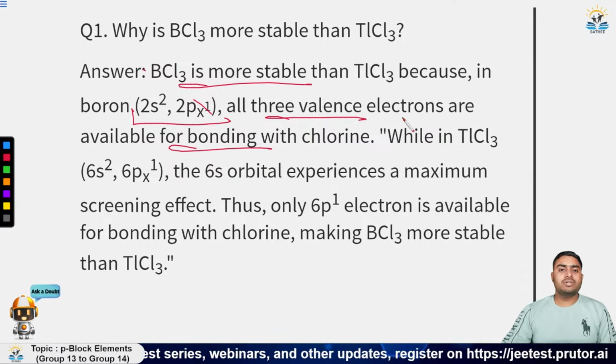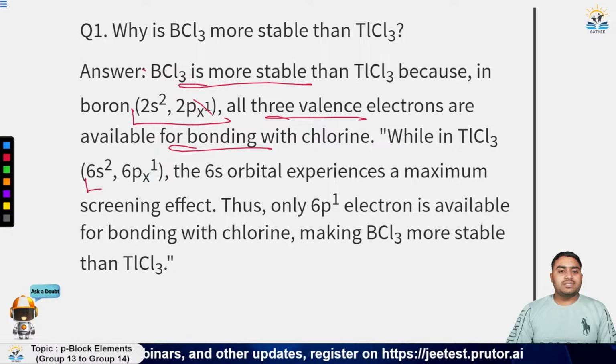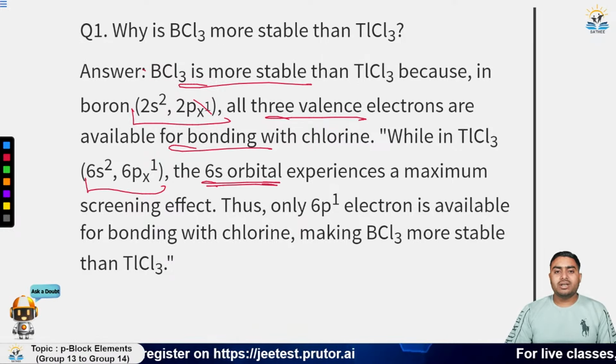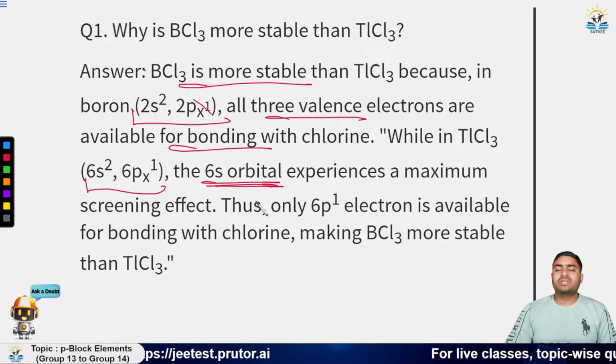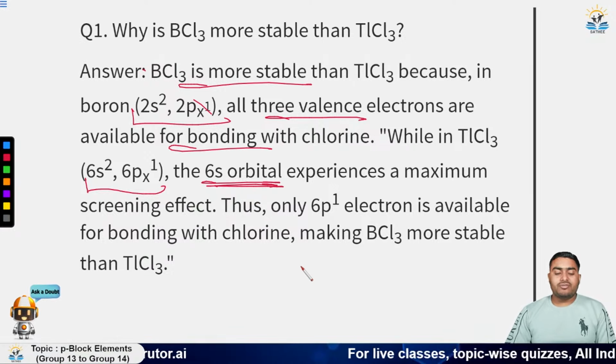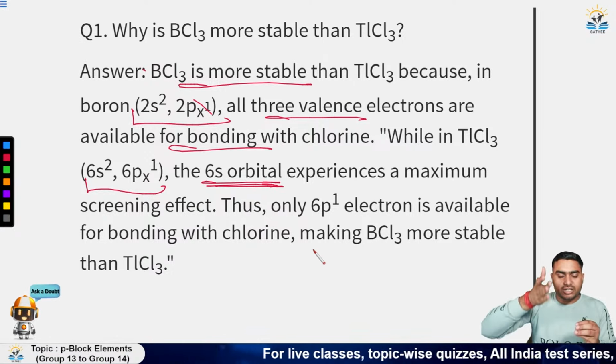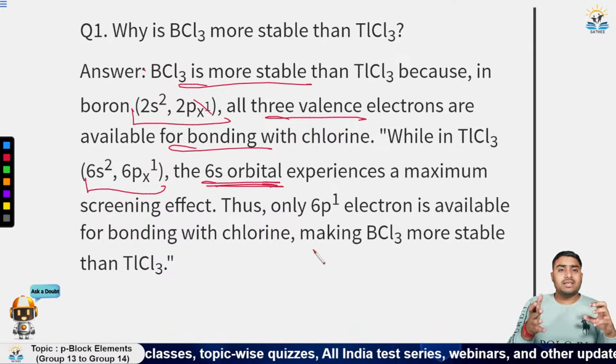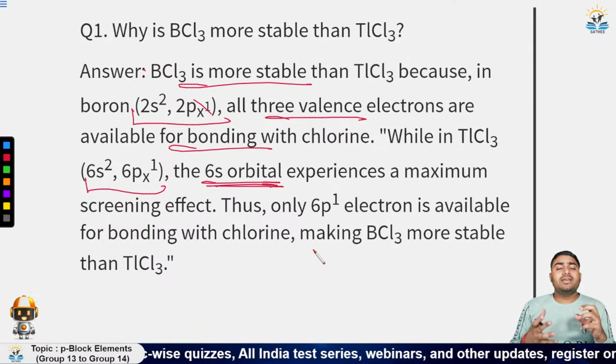Okay, I will discuss that point. In TlCl3, the electron configuration is 6s2 6p1, and the 6s orbital experiences a maximum screening effect. The screening effect is like a shield.